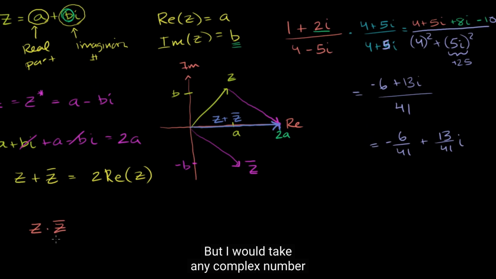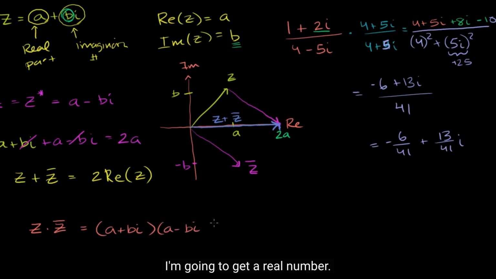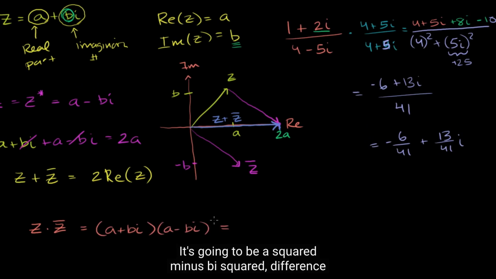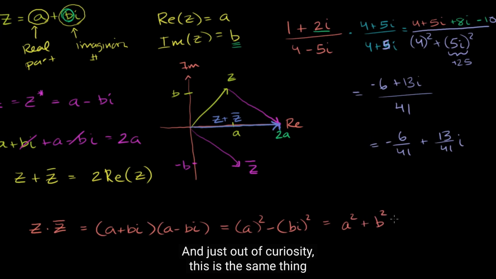But I take any complex number and I multiply it by its conjugate. So this would be a plus bi times a minus bi. I'm going to get a real number. It's going to be a squared minus bi squared, a difference of squares, which is equal to a squared. Now this is going to be negative b squared, but we have a negative sign out here, so they cancel out. A squared plus b squared. And just out of curiosity, this is the same thing as the magnitude of our complex number squared.